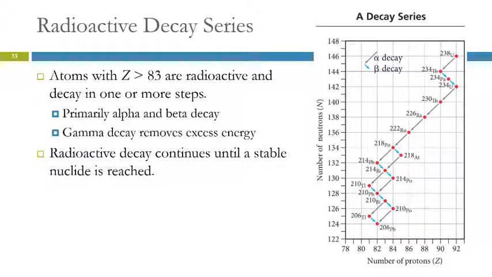So one of the problems we did earlier talked about a decay series, where we had alpha decay and then beta decay and then alpha decay. And this happens naturally. All atoms above number 83 are radioactive, and they will decay in one or more steps. Usually they do alpha and beta decay combinations, but then the gamma decay will happen in there as well to remove excess energy. And this decay series will keep happening until you get to a daughter nuclide that's stable.